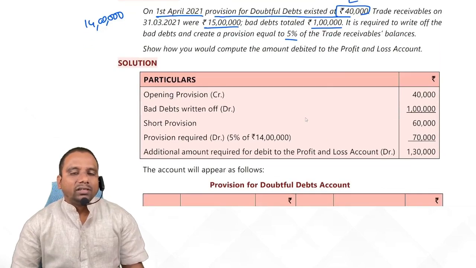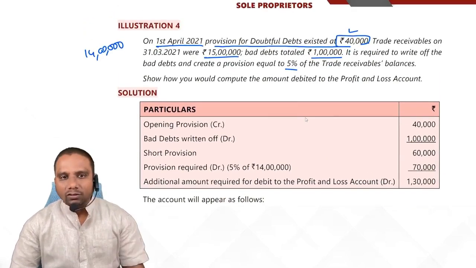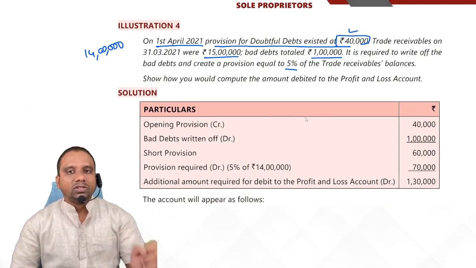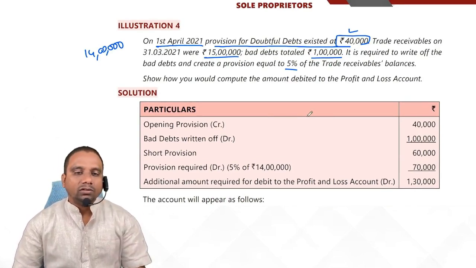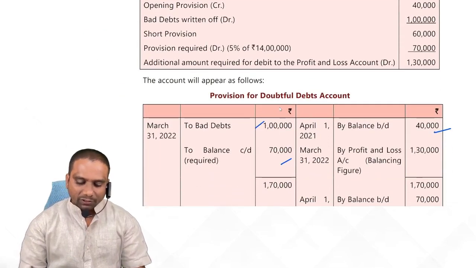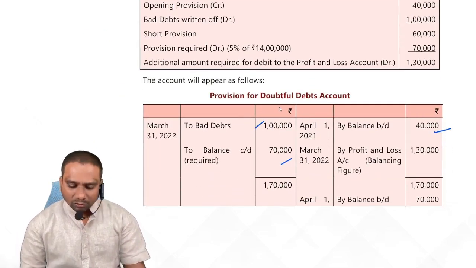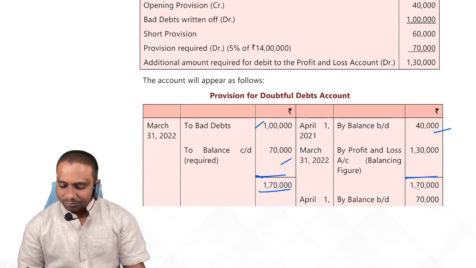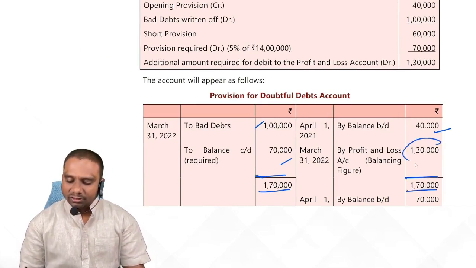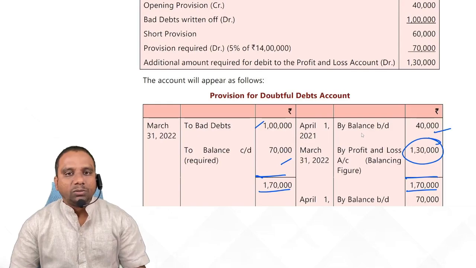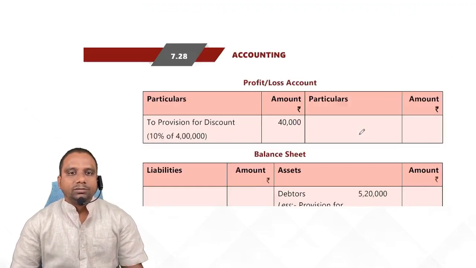Next, bad debts 1 lakh. Generally bad debts are transferred to P&L account. But here we are maintaining a provision, so transfer this 1 lakh to the provision account. Entry: provision account debit to bad debts account. So here bad debts 1 lakh. Now the balance amount, the difference, is transferred to P&L account. True, students. Next question.